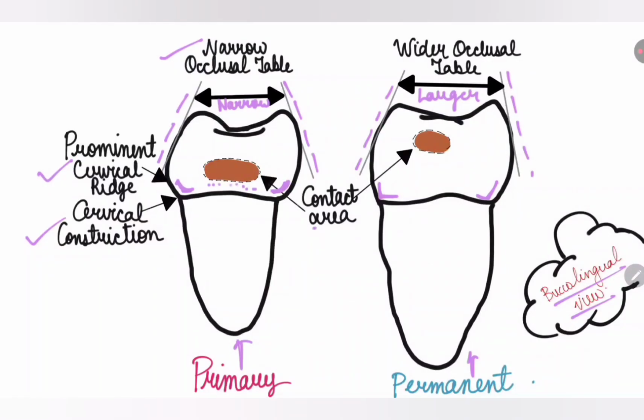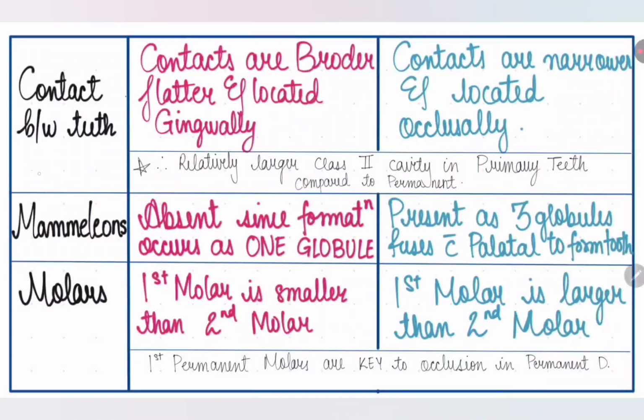Now we'll see the contact area further, right? The contact area in the primary teeth is larger, broader and located gingivally. Whereas the contact area in permanent teeth is smaller, narrower and located occlusally. These are the main differentiating factors in the crown. So the contact in the primary teeth is broader, flatter and located gingivally, whereas the contact in the permanent teeth is narrower and located occlusally.